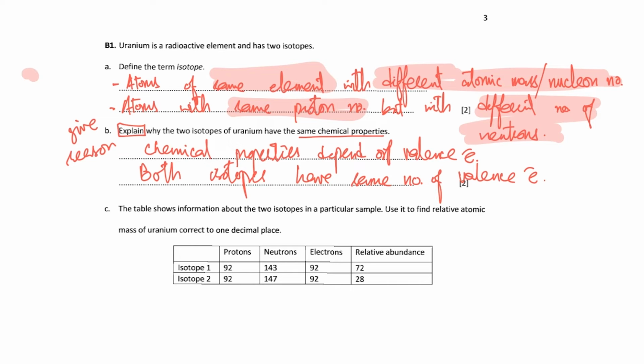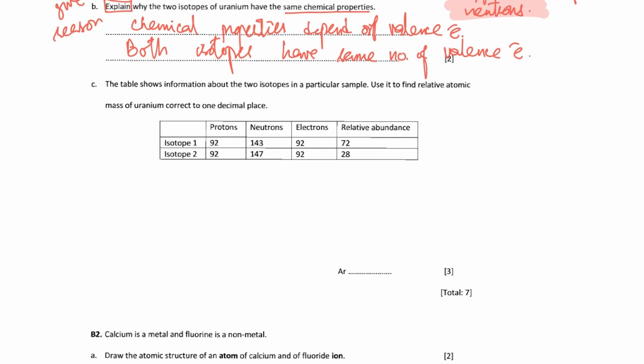So what's the reason here? The reason is what I've given in the first statement, that chemical properties depend on valence electrons. And that's the reason that they have the same chemical properties. All right, next question. The table shows information about the two isotopes in a particular sample. Use it to find the relative atomic mass of uranium correct to 1 decimal place. Now, usually we say write your answer to 3 significant figures. But because this question has specified what you need, you are going to just use that.